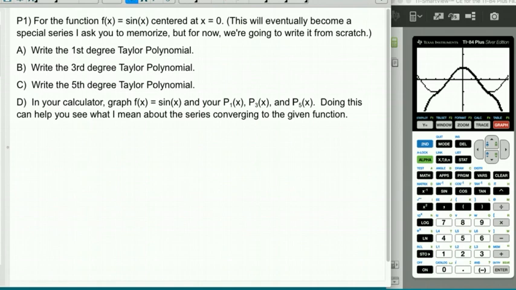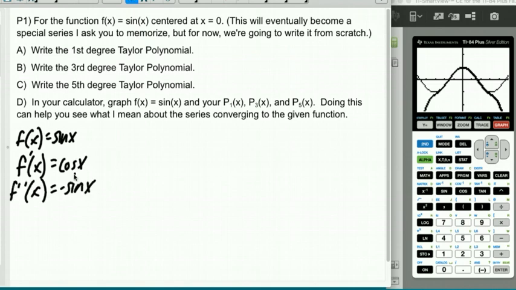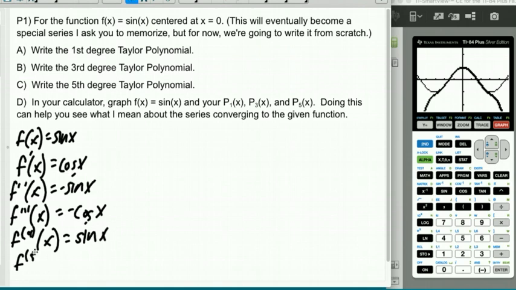You're going to find the 1st, 3rd, and 5th degree polynomials, so P sub 1, P sub 3, and P sub 5, right? For f of x is sine x. So my f of x is sine, my f prime of x would be cosine, f double prime of x would be negative sine, f triple prime of x would be negative cosine. The 4th derivative would be regular sine, and the 5th derivative, which is how high I need to go because this said go up to the 5th degree polynomial, well, that would be a cosine, right?